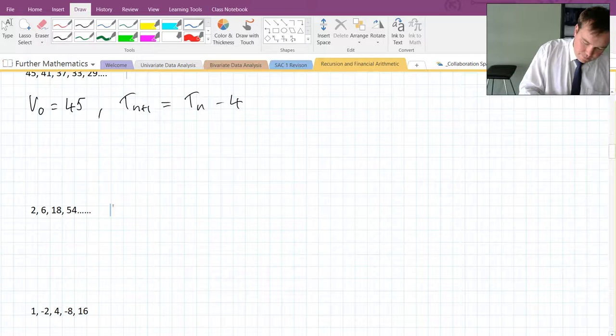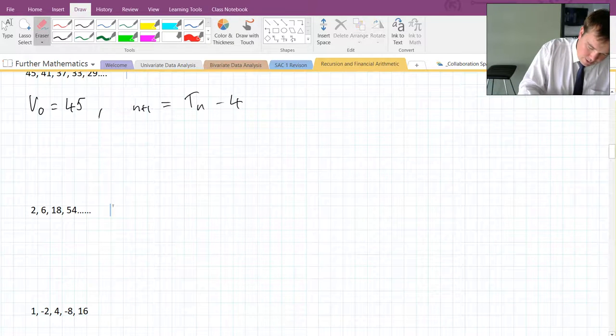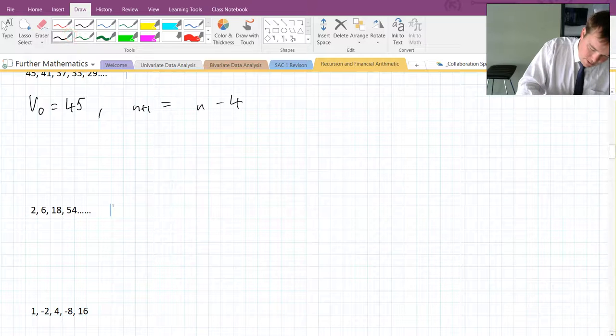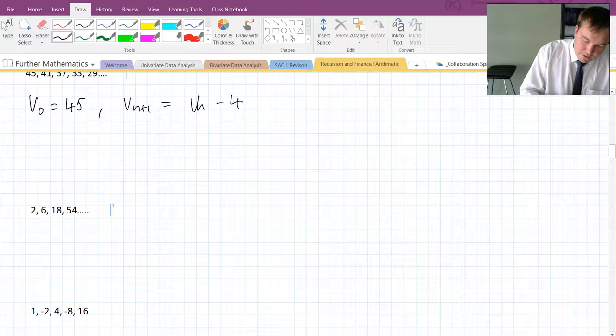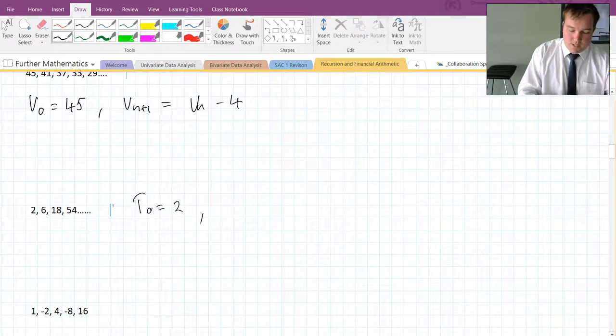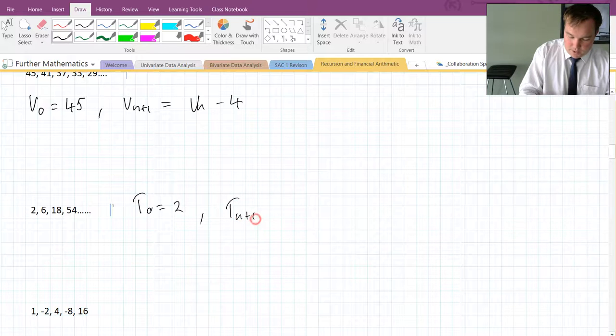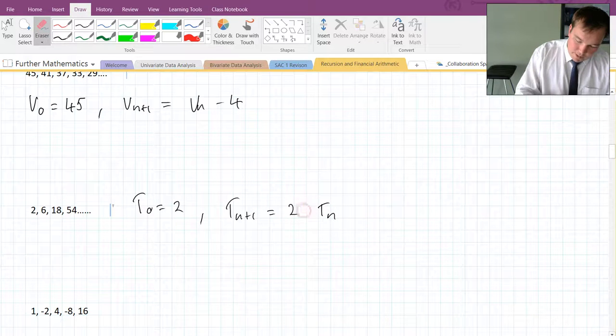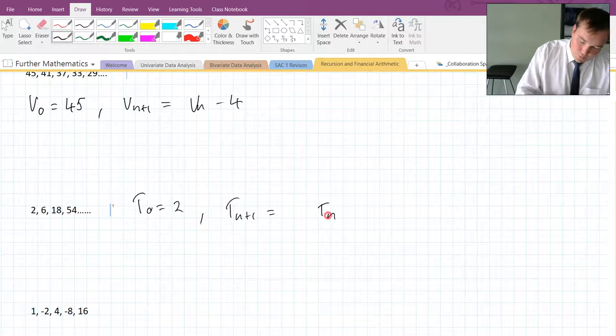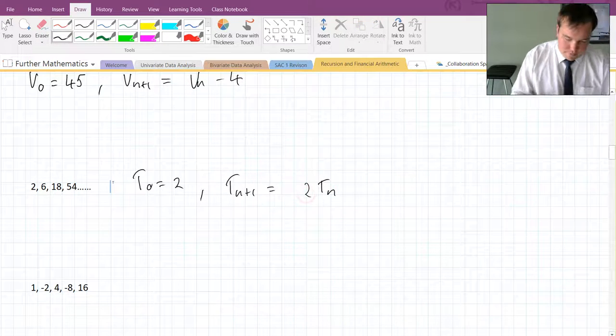This one here. Well, our initial term, or careful, if you used V, you must continue using V up above. If our initial term is 2, then we get from one to the next, we get to Tn plus 1 by doing 2 lots of Tn. And typically in maths, we would ignore the multiply sign and just write 2tn.